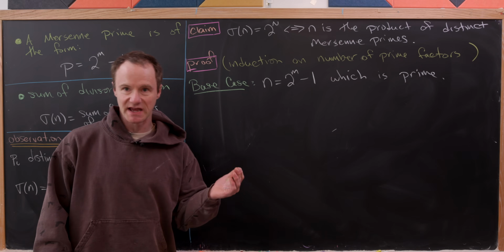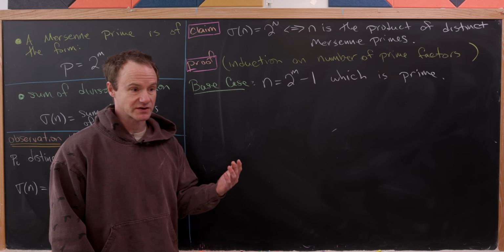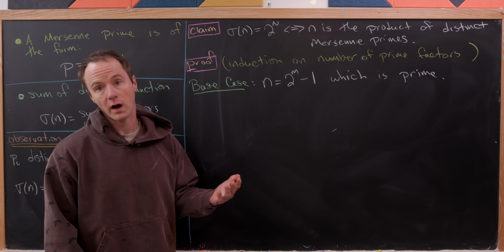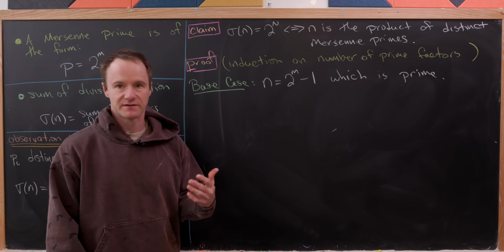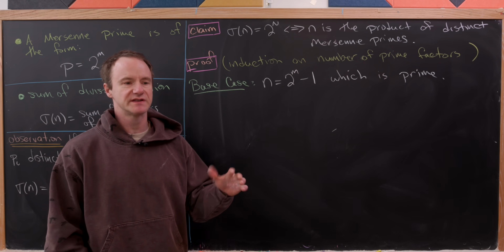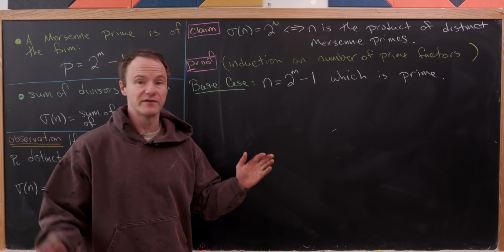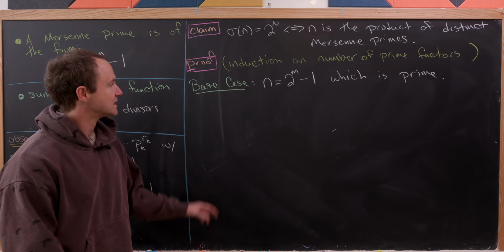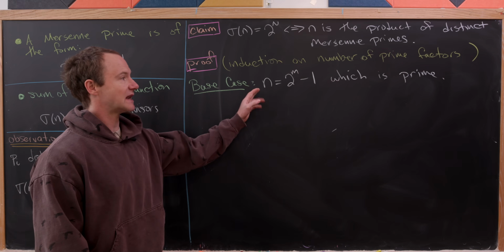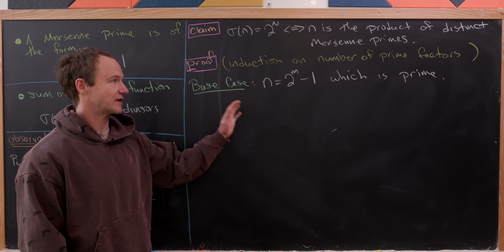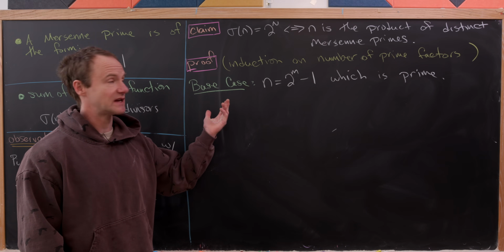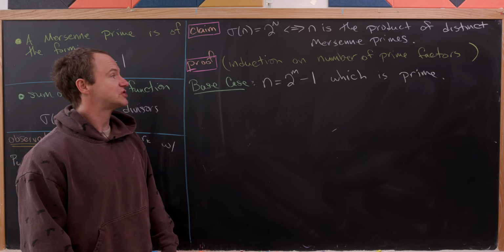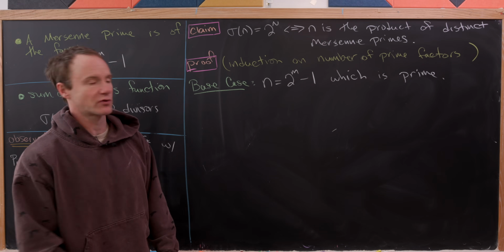And so I guess our base case could be 0 prime factors. In other words, we have the number 1, but the sum of the divisors of 1 is just 1, which is 2 to the 0. Well, that's an alternative base case, but I think this base case is a little bit more illuminating. And so our base case is n has a single Mersenne prime factor. In other words, it is a Mersenne prime. So it's of the form 2 to the m minus 1, which is prime.